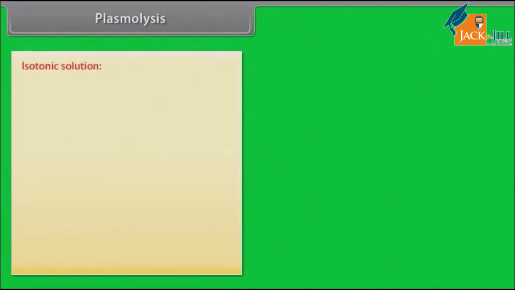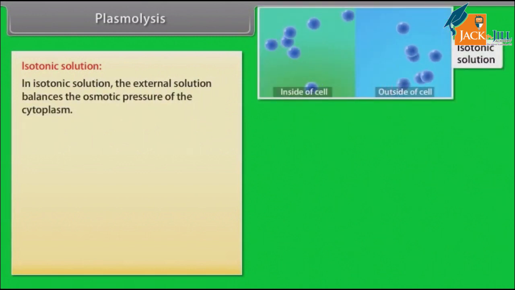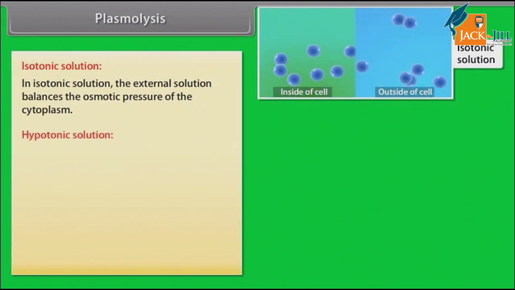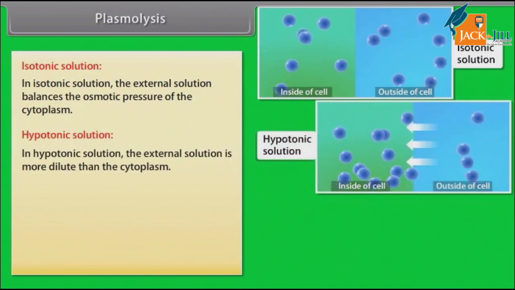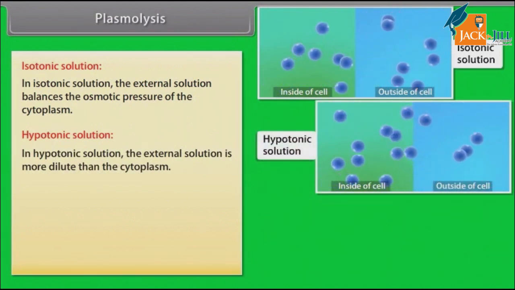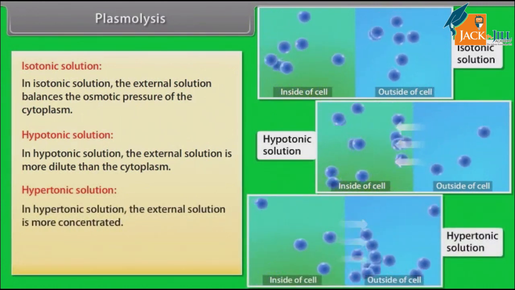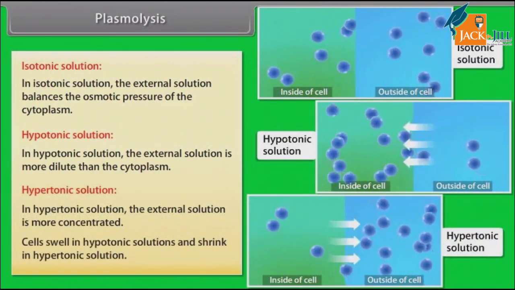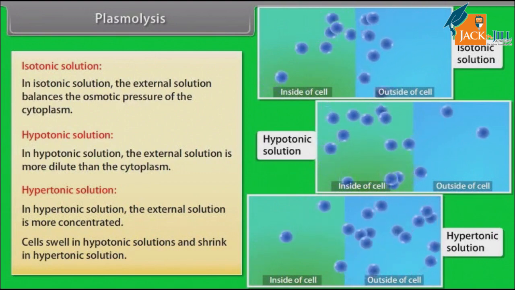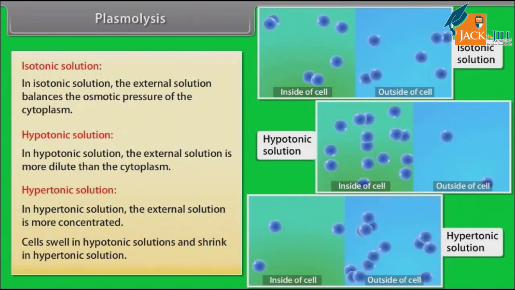Plasmolysis. The behavior of plant cells or tissues with regard to water movement depends on the surrounding solution. If the external solution balances the osmotic pressure of the cytoplasm, it is said to be isotonic. If the external solution is more dilute than the cytoplasm, it is hypotonic. And if the external solution is more concentrated, it is hypertonic. Cells swell in hypotonic solution and shrink in hypertonic ones.